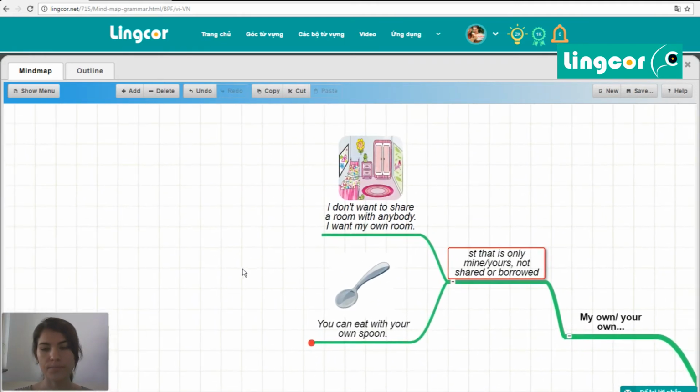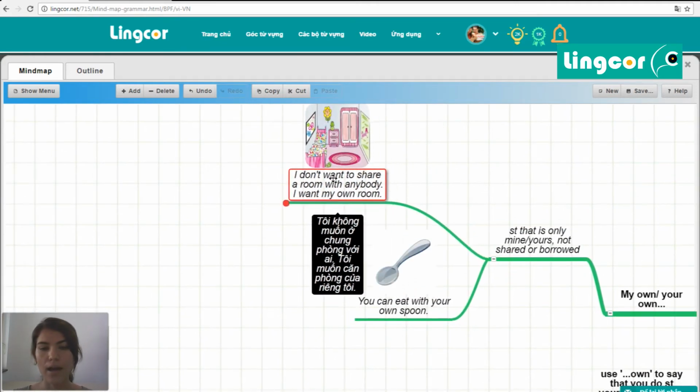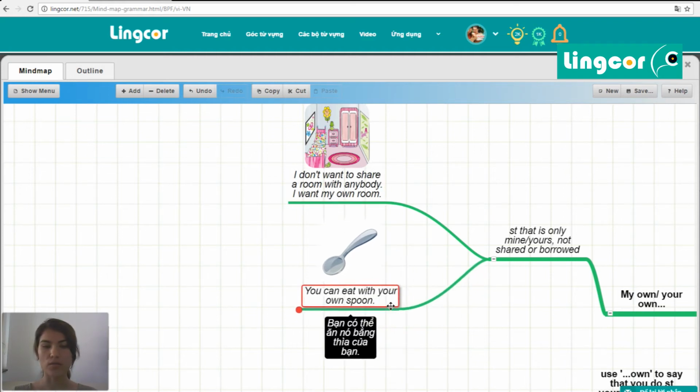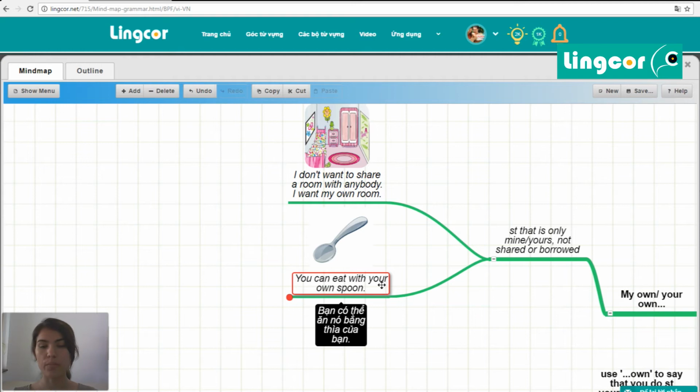For example, I don't want to share a room with anybody. I want my own room. And you can eat with your own spoon. Both of these are talking about something that is only mine or yours, not shared or borrowed.